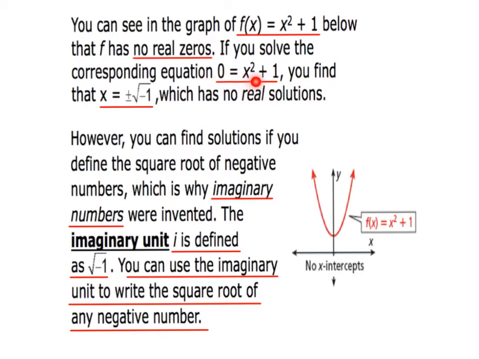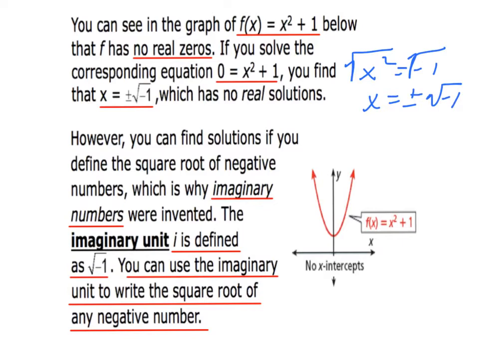If I were to take this, set it equal to 0, subtract the 1 from both sides, so let's go ahead and do that. x squared equals negative 1. We take the square root of both sides like this, and I get x is equal to plus or minus the square root of negative 1. Now, how do I handle that?